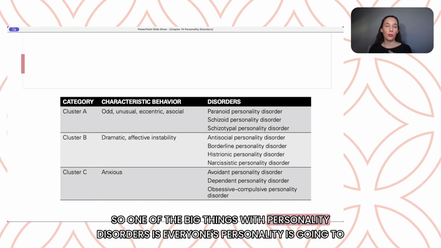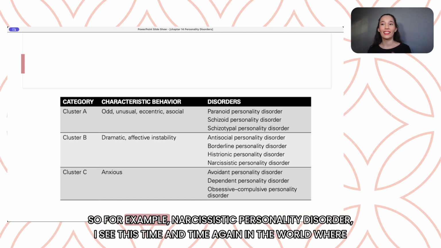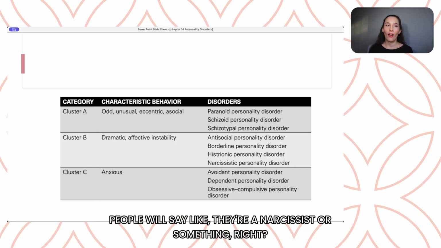So one of the big things with personality disorders is everyone's personality is going to have certain components of personality disorders, right? So for example, narcissistic personality disorder. I see this time and time again in the world where people will say, they're a narcissist or something, right?